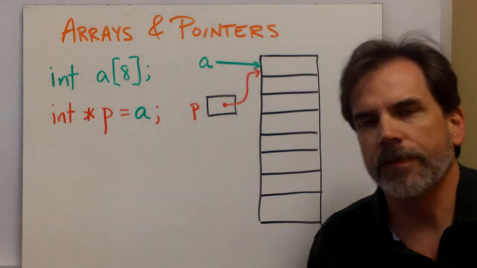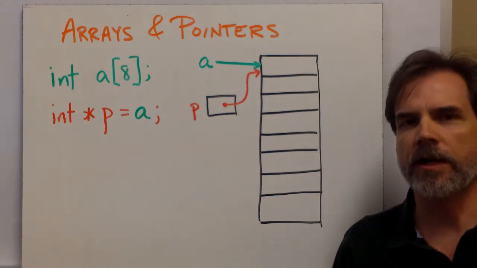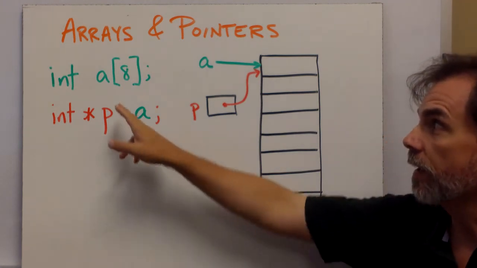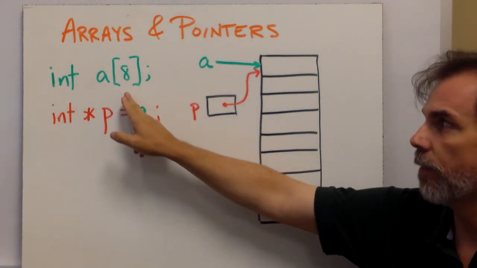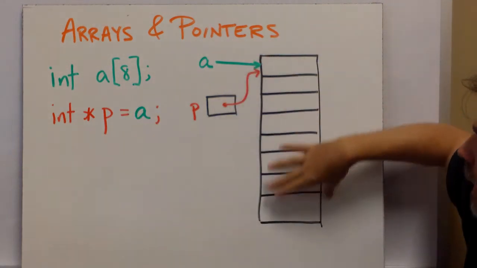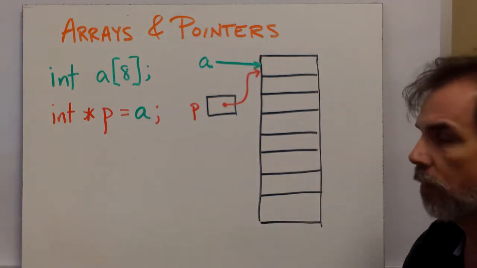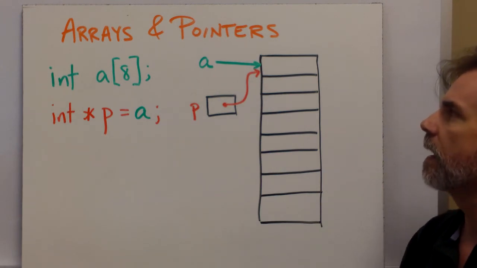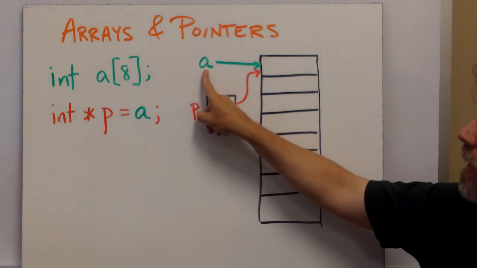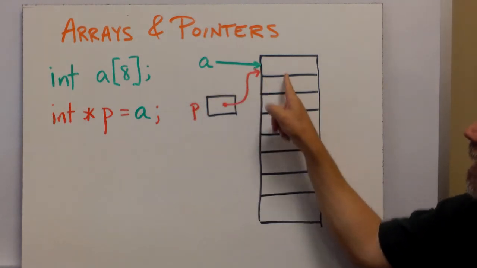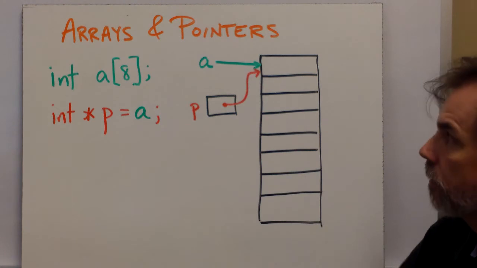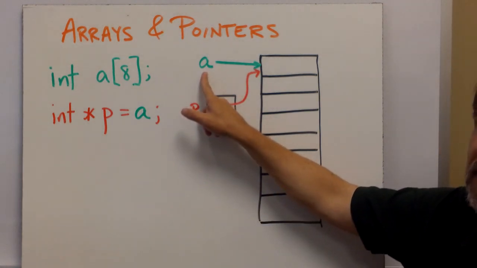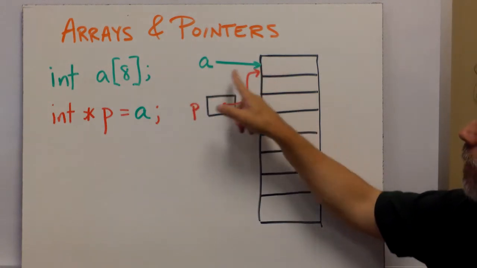Turns out that arrays and pointers have a very close relationship, illustrated by this picture here. If we declare an array A that has 8 elements, the compiler will allocate 8 words in memory, or however many words it needs for those 8 integers, and the symbol A refers to the beginning of that memory space. So the symbol A is actually a pointer. It stands for the address of the beginning of this array.